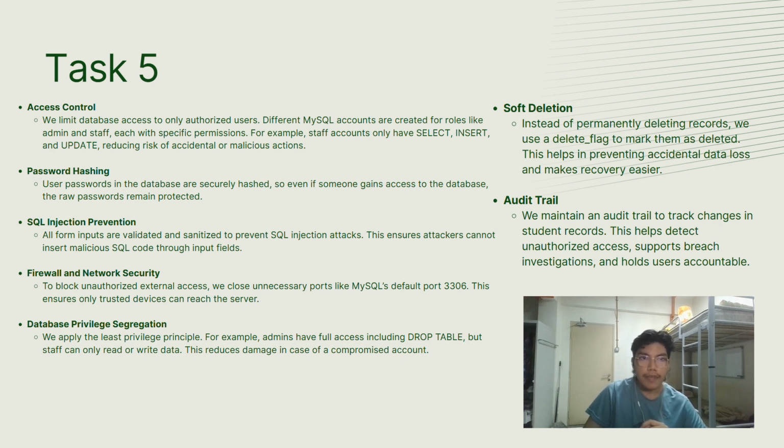Next, we have database privilege segregation. We apply the least privilege principle. For example, admins have full access including drop table, but staff can only read or write data. This reduces damage in case of a compromised account. Next, soft deletion. Instead of permanently deleting records, we use a delete flag to mark them as deleted. This helps in preventing accidental data loss and makes recovery easier.